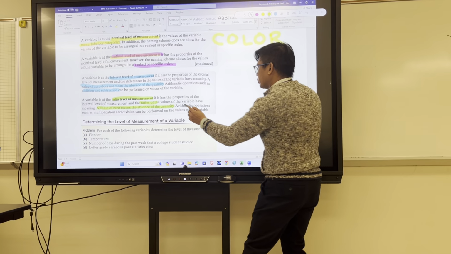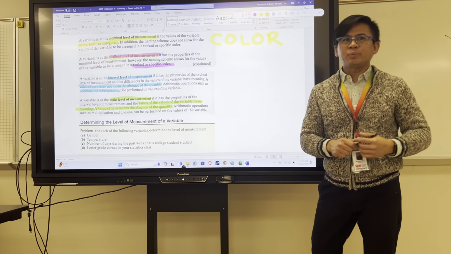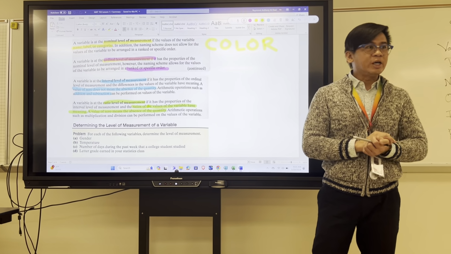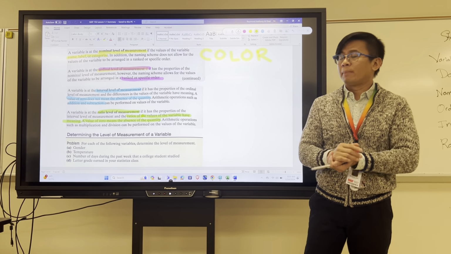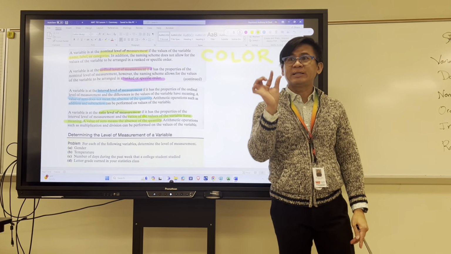All right. Okay, so that's the only difference between the interval and ratio level of measurement. Yes, they're both numbers, but for the ratio level of measurement, the decimal and the fraction have a meaning, and 0 means there's nothing of that variable. Are we cool with that one?